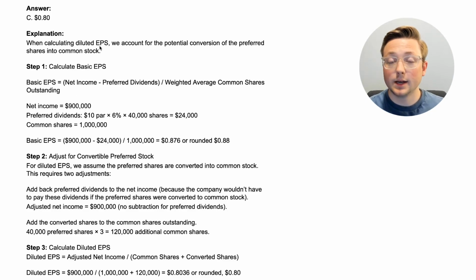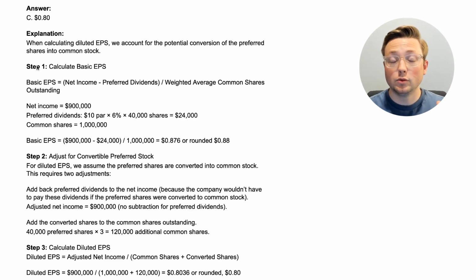Now, when calculating diluted earnings per share, we account for the potential conversion of the preferred shares into common stock. I just want to say this up front to make sure you understand: diluted earnings per share is basically things that would have or could have affected earnings per share. They're not necessarily things that did happen. They are the things that, if they had happened, would have diluted the earnings per share. So just keep that in mind. This is an if scenario.